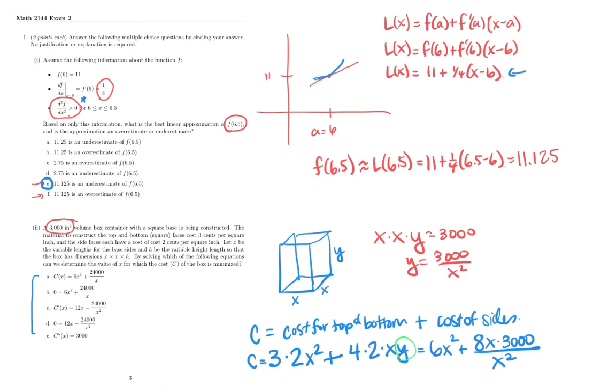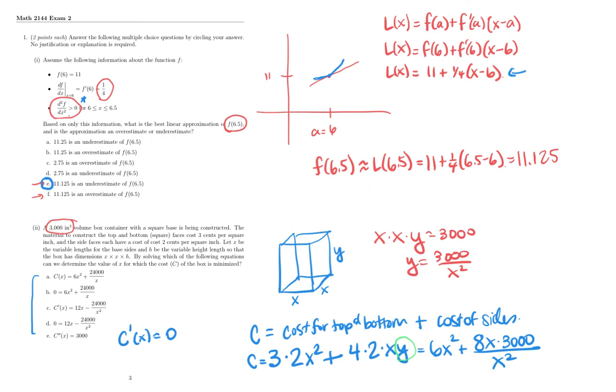By solving which of the following equations can we determine the value of x for which the cost of the box is minimized? Okay, so, all right, this is my cost function. So let's see if we can answer the question. To find the value of x, it will be c prime of x equals 0. So what is c prime of x?